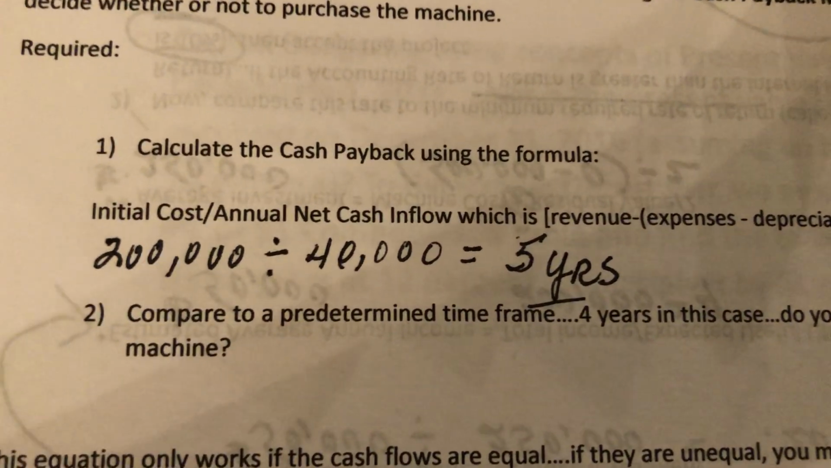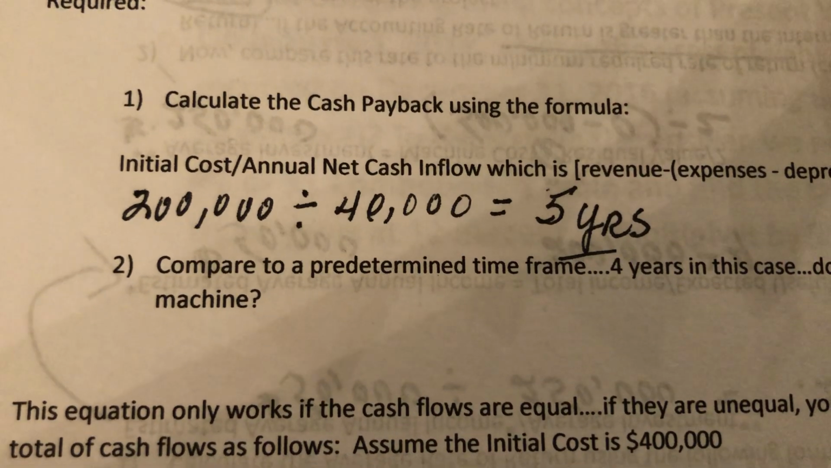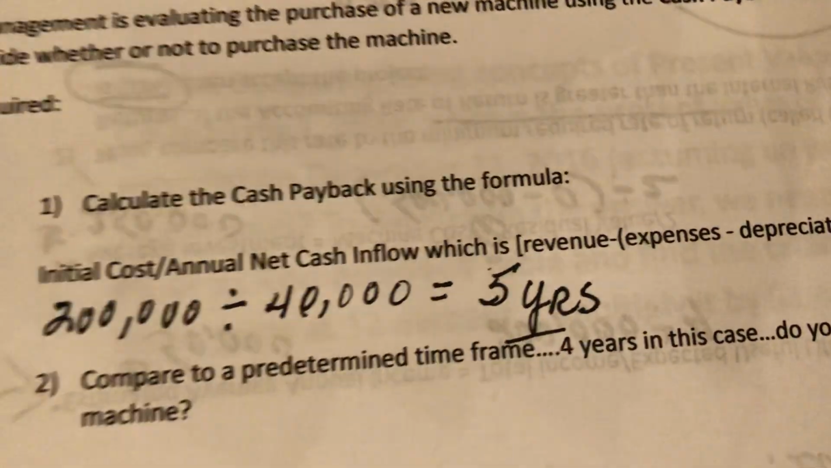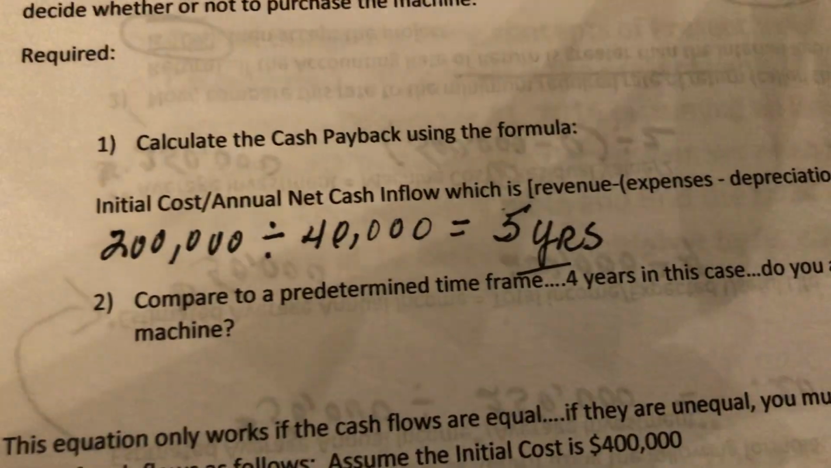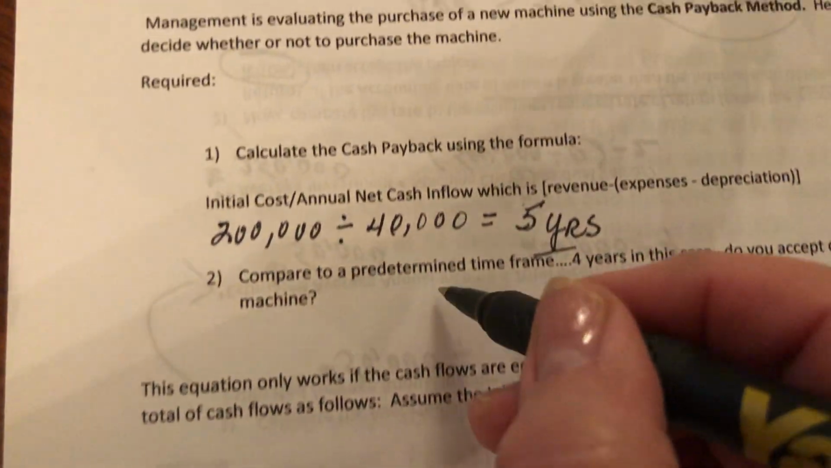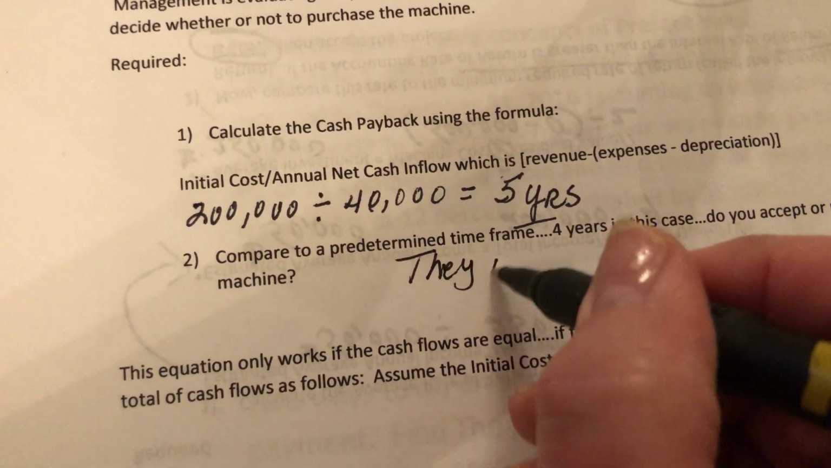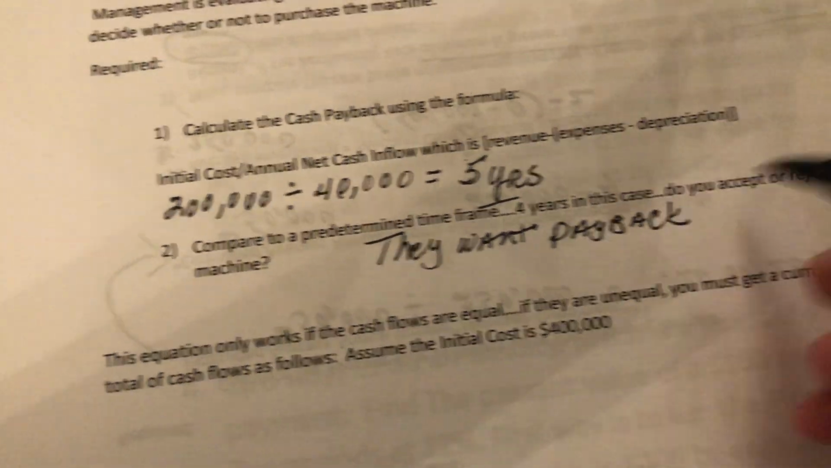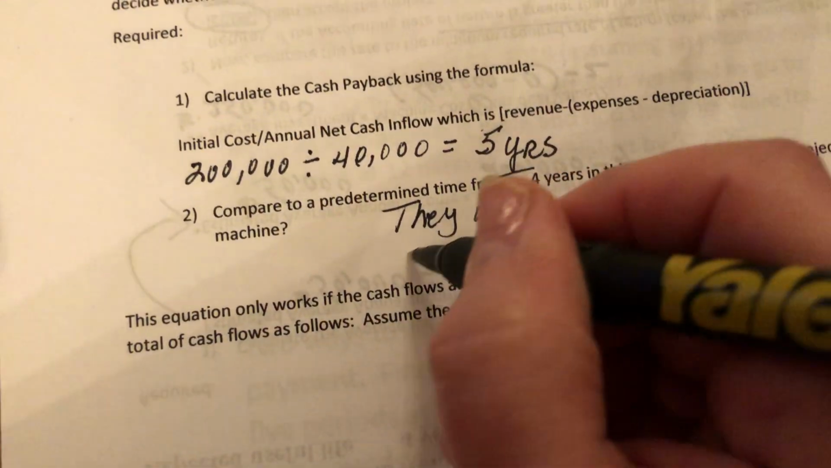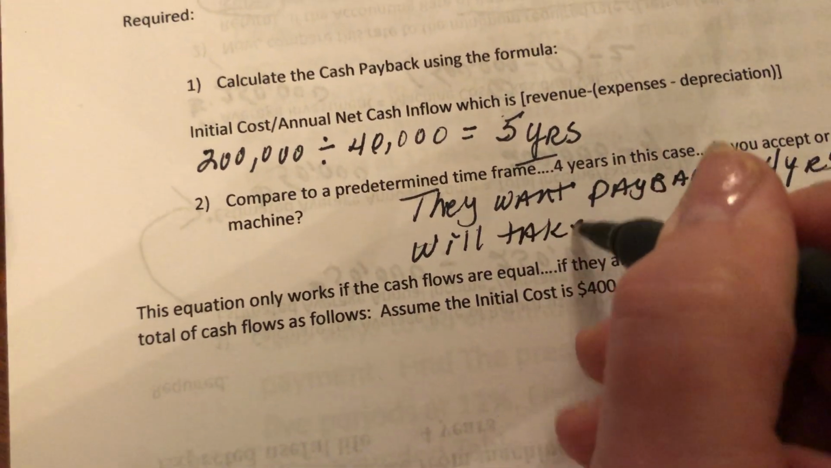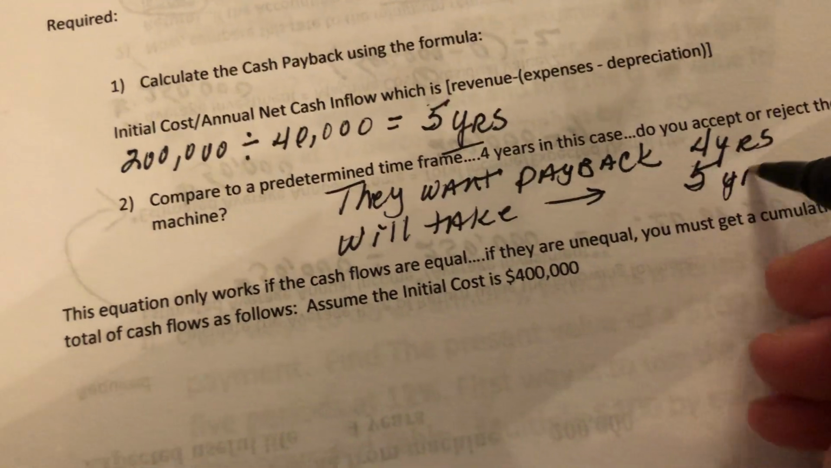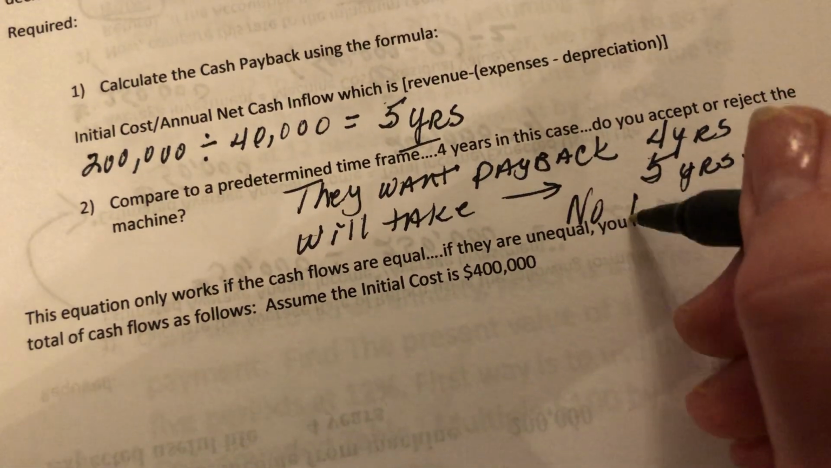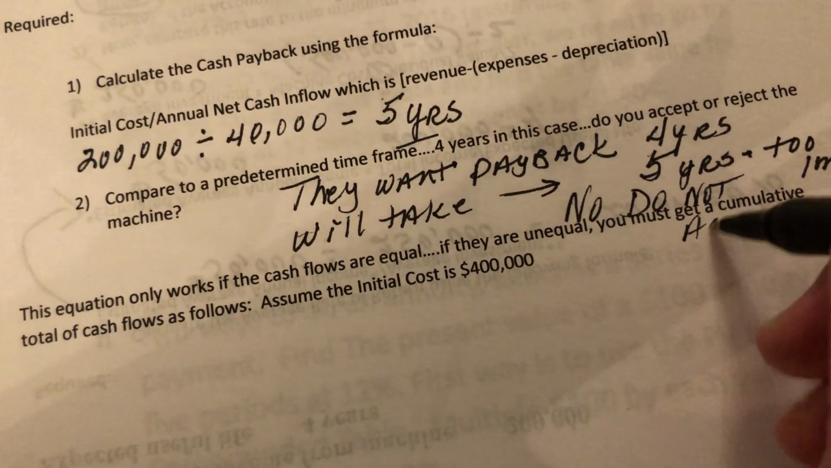Now, you have to compare this, though, to a predetermined time that the managers have decided on. In this case, let's say that they want their money in 4 years, okay? If they want the payback in 4 years and it's going to take you 5 years, then you do not accept it, okay? So they want to get all their money back in 4 years. However, it will take 5 years. So that's too long. So no, do not accept. Okay.